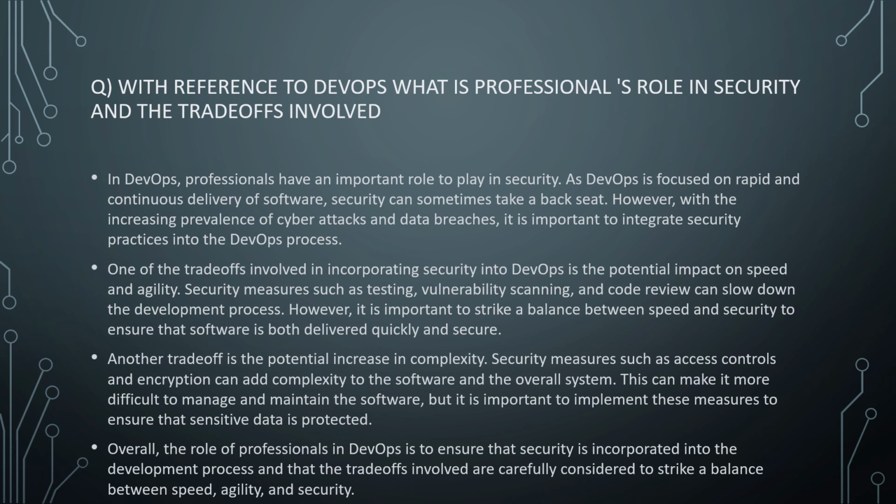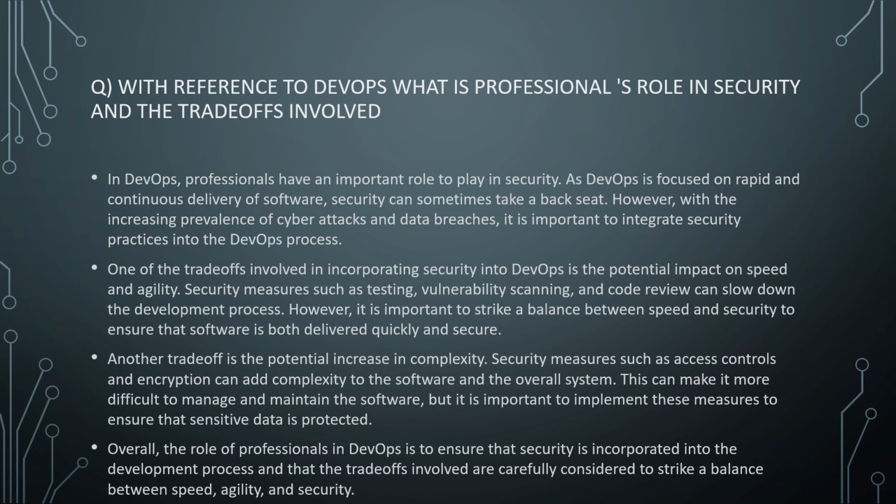However, with the increased prevalence of cyber attacks and data breaches, it is important to integrate security practices into the DevOps process. One of the trade-offs involved in incorporating security into DevOps is the potential impact on speed and agility. Security measures such as testing, vulnerability scanning, and code reviews can slow down the development process. However, it is important to strike a balance between speed and security to ensure that software is both delivered quickly and secure.